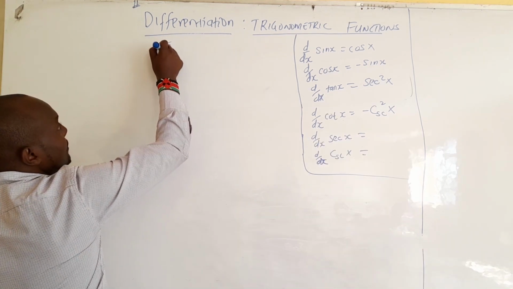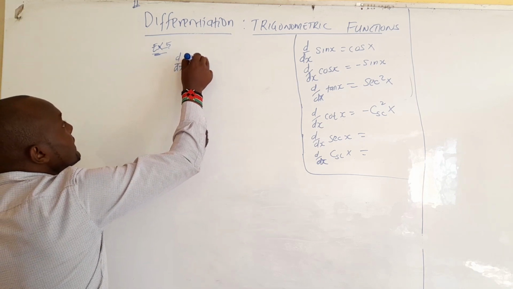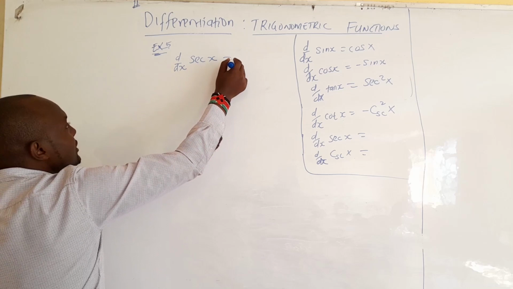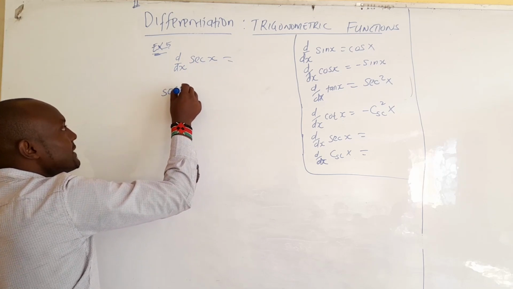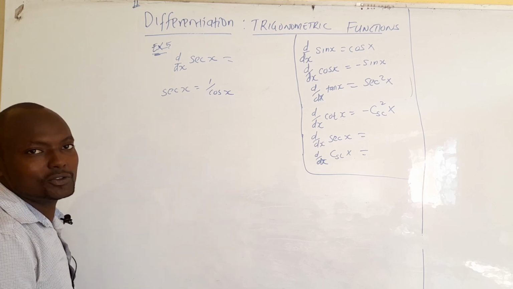Example 5 is on how we differentiate sec x. The issue is, do you know what sec x is? This is 1 over cos x. So you can differentiate that one using the quotient rule.